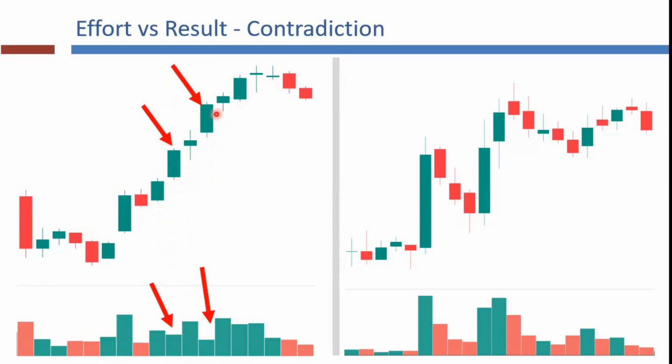Look at this second marked candle. Again, you can see range expansion, but volume contraction. This means again that the effort taken does not correspond to the result.